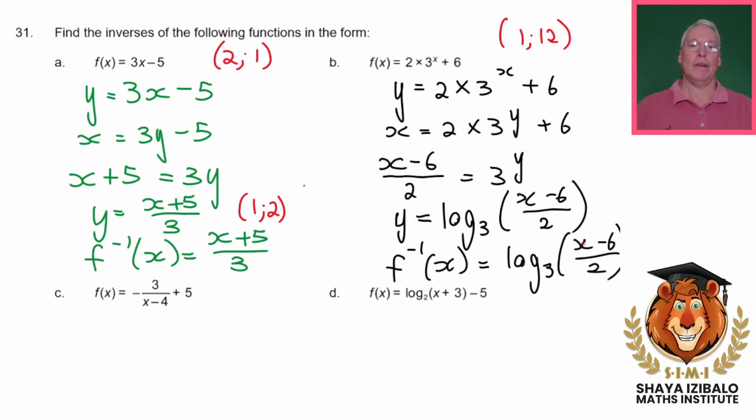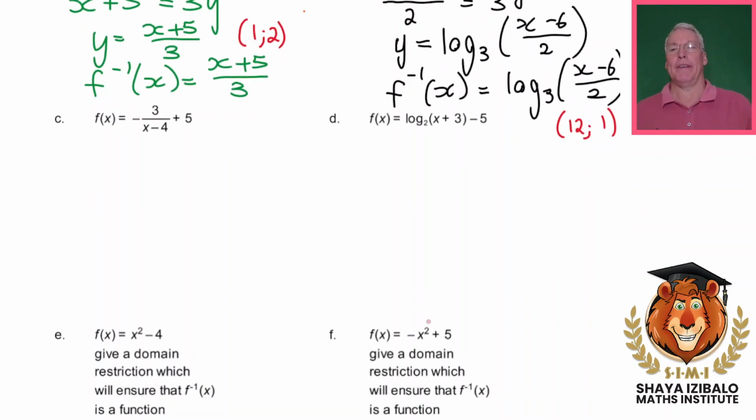Let's put 12 in here. If we put 12 in here, we get 12 minus 6 is 6. 6 over 2 is 3. We get log base 3 of 3. What power must we put onto 3 to get 3? The answer is 1. Okay. Right. The next one is actually 4 more.